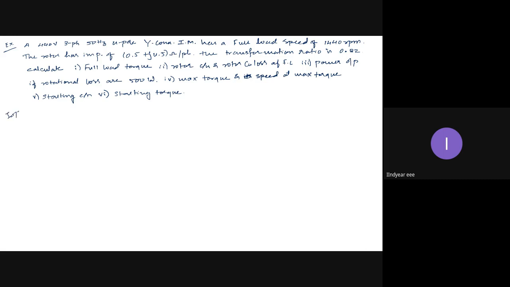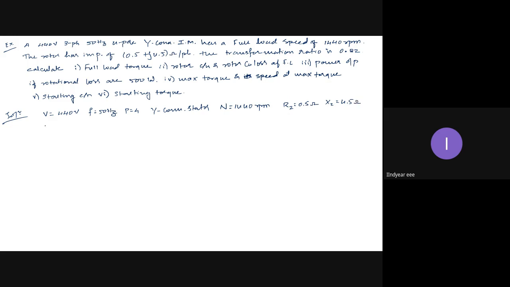So solution. So given things are what? V is equals to 440 volts. Okay. F is equals to 50 Hertz. P is equals to 4. It is star connected stator. Okay. Full load speed N is equals to 1440 rpm. Okay. Then rotor impedance R2 is equals to 0.5 ohms and X2 is equals to 4.5 ohms.